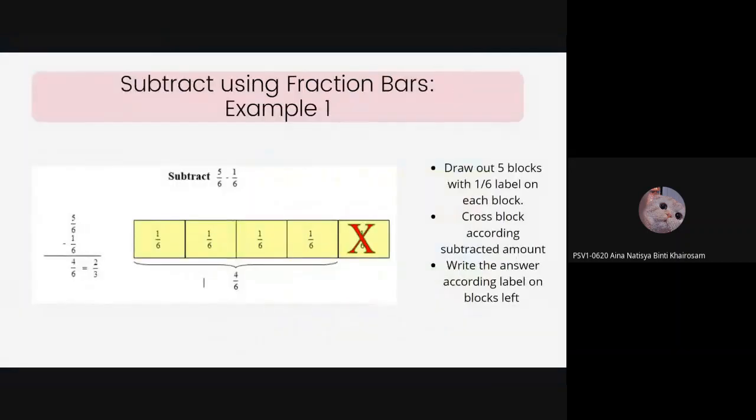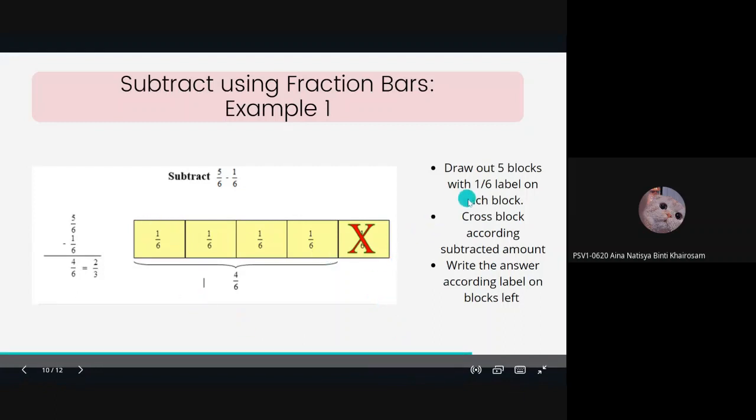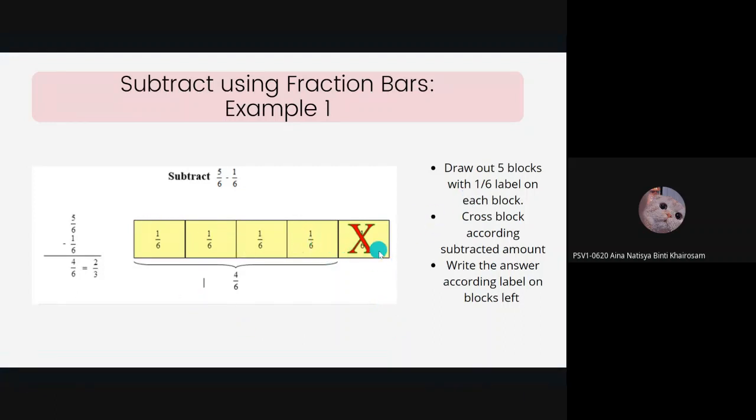Then we will see how we do subtraction. Okay, for example 1, the question is 5 over 6 minus 1 over 6. So first, we draw out 5 blocks with 1 over 6 labeled on each block. And then we cross out blocks according to the subtracted amount. The amount that we want to subtract is 1 over 6, so we cross out one block of 1 over 6. And then we calculate the blocks that are left. So we get 1 plus 1 plus 1 plus 1, we get 4. So the final answer is 4 over 6.